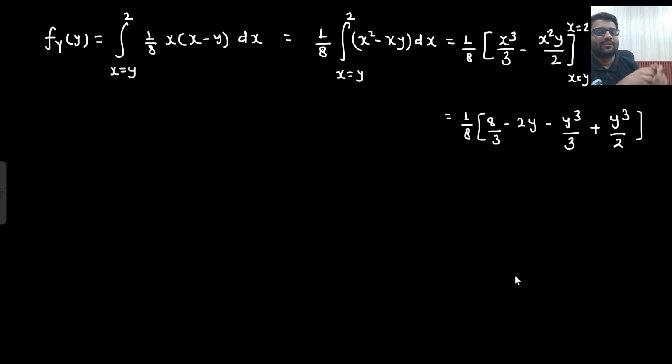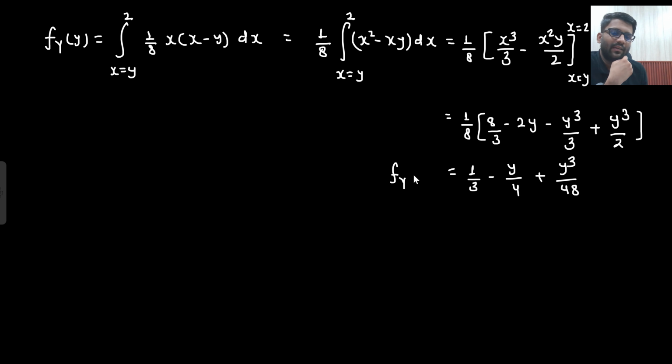Yeah. So if you solve it, what are you getting here? 1 by 2 minus 1 by 3, 1 by 6, right? So this I can solve. 1 by 3 minus y by 4 plus y cube by 48. Okay, this is your fy of y, but with the condition that your y is between 0 to 2. Your y is between 0 to 2.